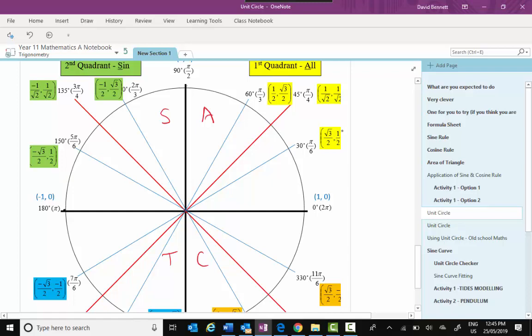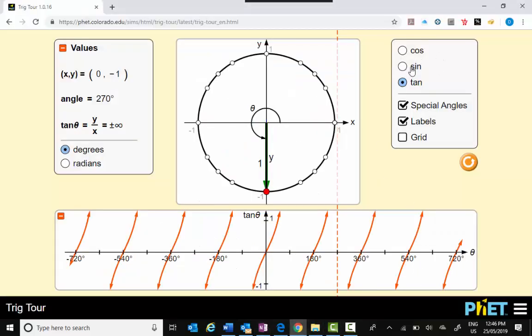Now, I want to show you how I get all of these values here, these values that are in the coloured bit. I want to show you how you get those. So again, we'll come back to our sine curve.